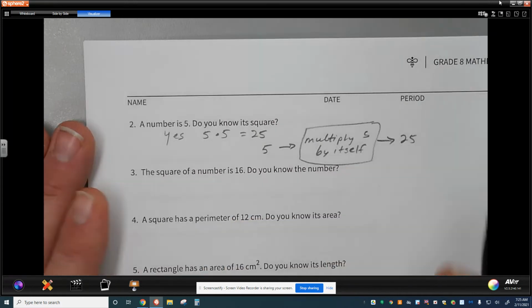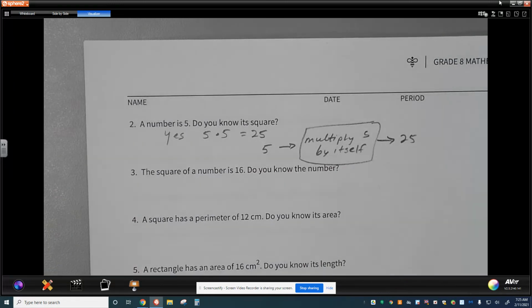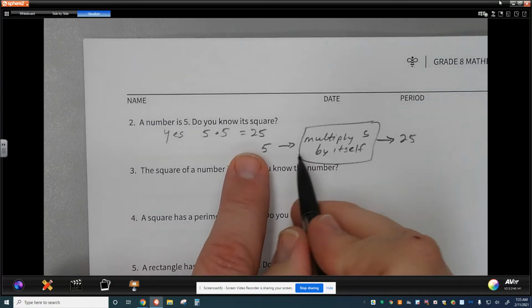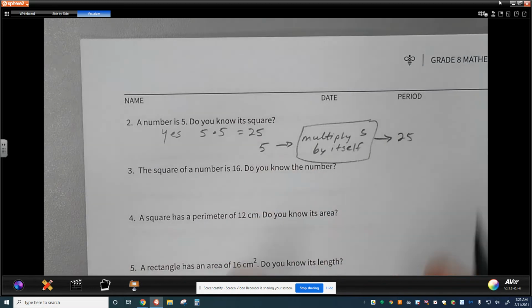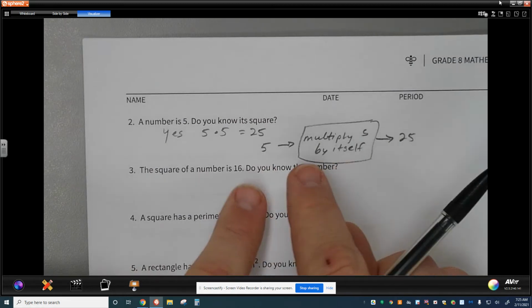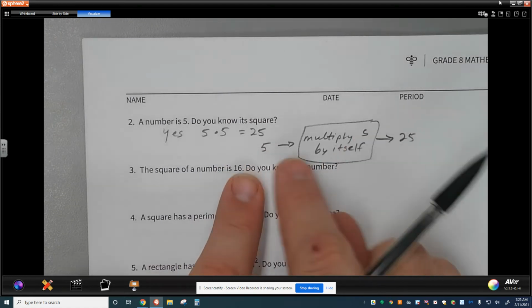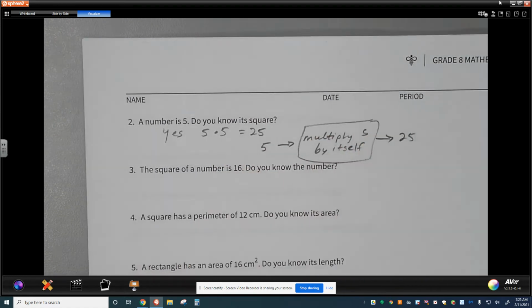Now, if you think about any number that's out there, I can put any number through this, multiply the number by itself, to get its squared value. So this isn't unique to just 5. I would just have to change these three numbers, multiply number by itself.